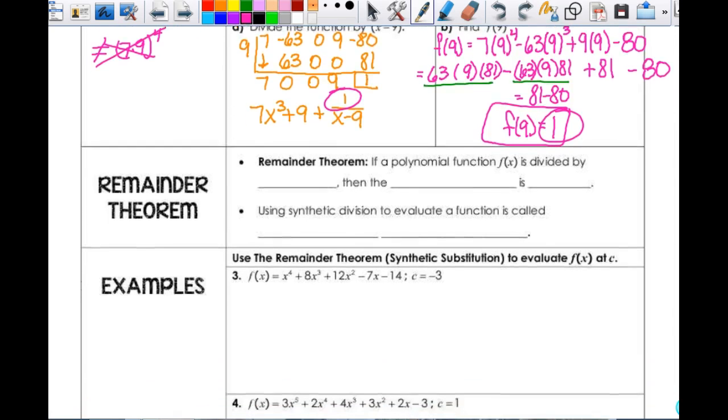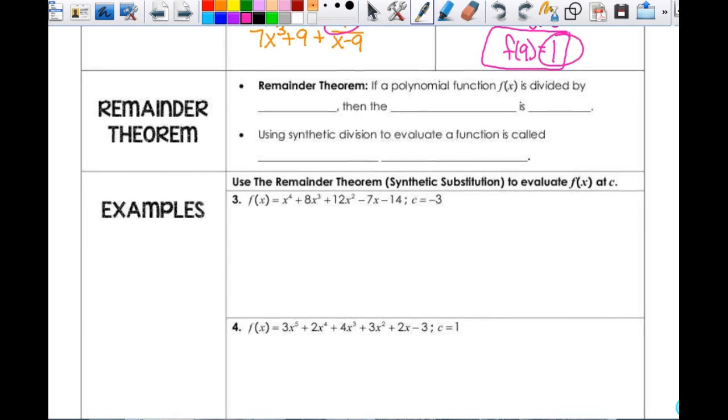All right, so what that brings us to is what's called the remainder theorem, hence the fact that we're using the remainder here, right? So the remainder theorem: if a polynomial function f of x is divided by x minus c, then the remainder is f of c. Oops. Yeah, sorry. F of c.